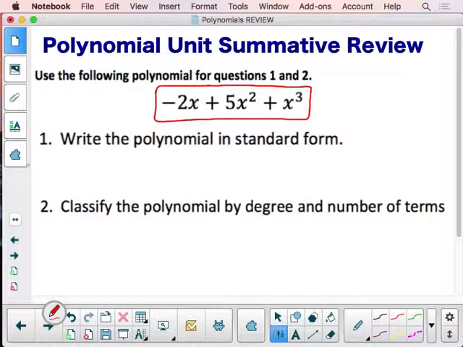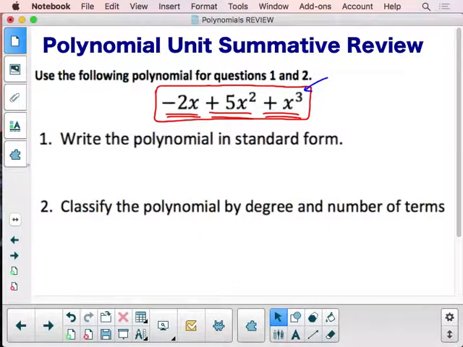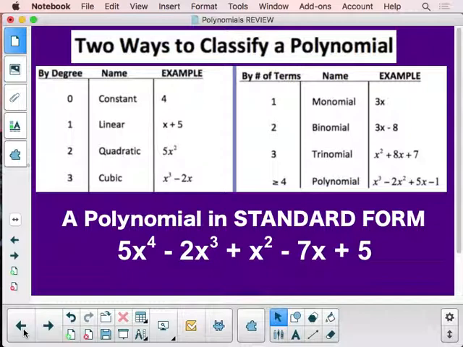of terms. Well, we got a review here real quick. So let's remember what we've got here is a 3-term polynomial. It's got 1, 2, 3 terms, and the highest exponent that we see is a 3. Let's keep that in mind as we go back here and look at the types of polynomials that we've got here. The 2 ways to classify.